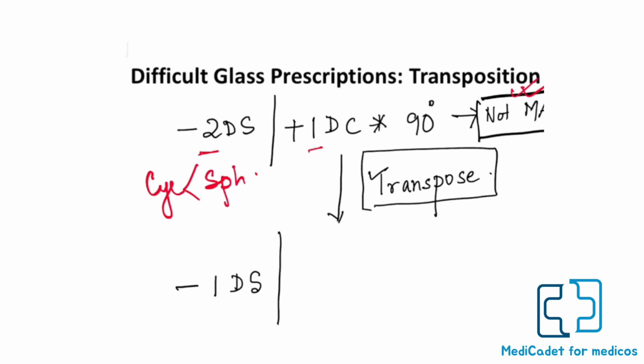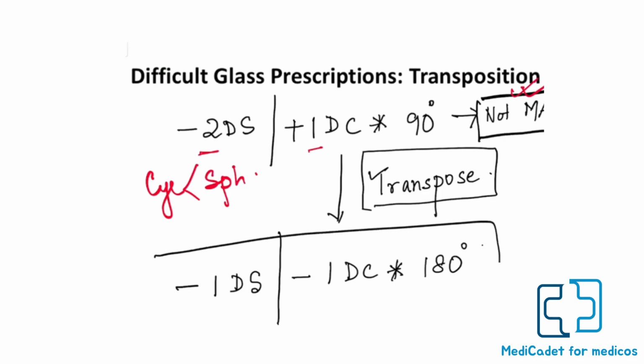So -2 plus 1 will become my sphere. So that's -1 sphere. Now for the cylindrical part of the prescription, I have to change the sign and the axis of the cylinder to the exact opposite. So +1 diopter cylinder cross 90 will become -1 diopter cylinder cross 180. So I have changed the axis and the sign of the cylinder to the exact opposite.